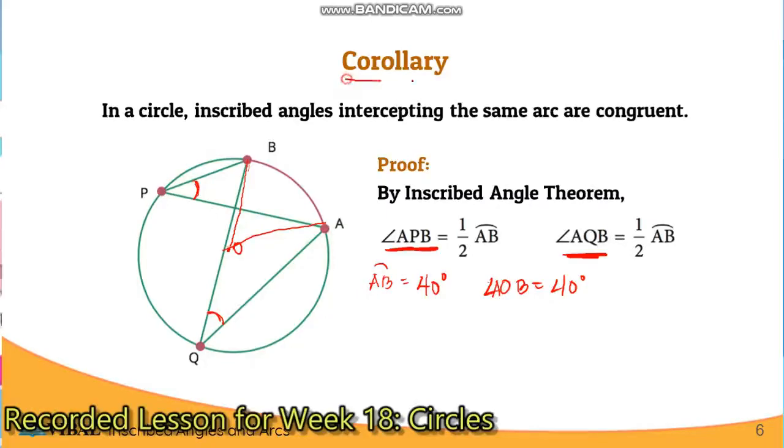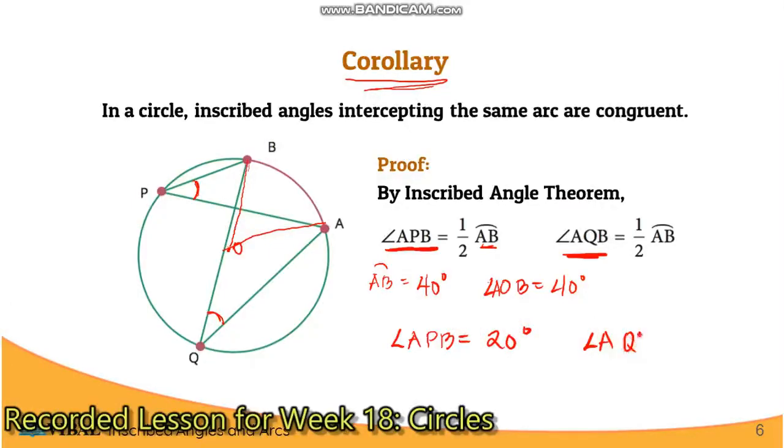Now, itong dalawang inscribed angles, APB at AQB, ay kalahati ng arc AB. Yun yung sinasabi ng corollary. Galing yon dun sa unang theorem kanina, kasi sabi nga natin, ang inscribed ay kalahati ng central angle. And understood na ang measure ng central angle ay congruent sa measure ng kanyang arc. So, 40-40, ibig sabihin, kung itong arc AB ay 40, ang angle APB ay 20 degrees, at ang angle AQB ay 20 degrees din.